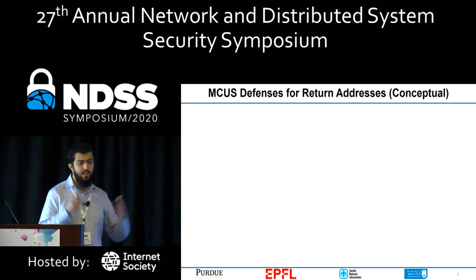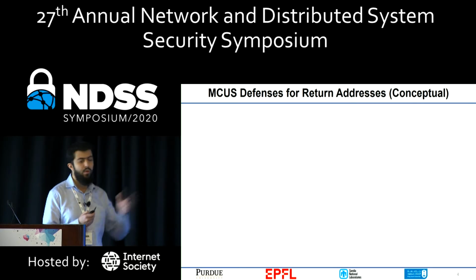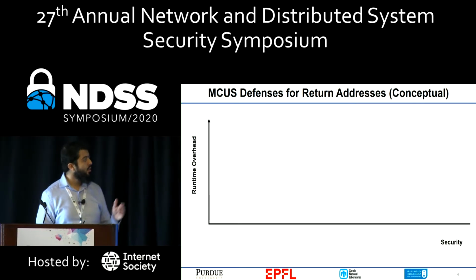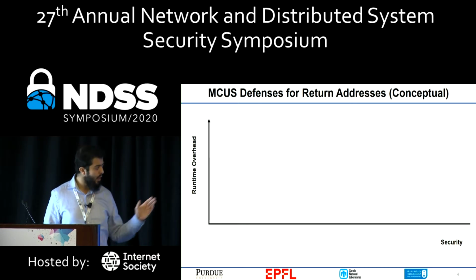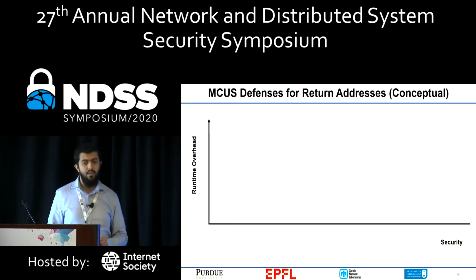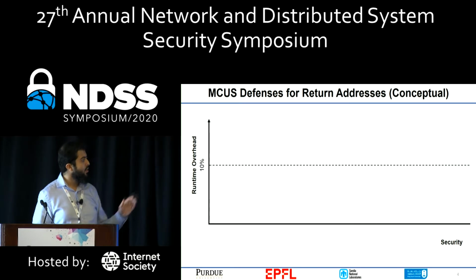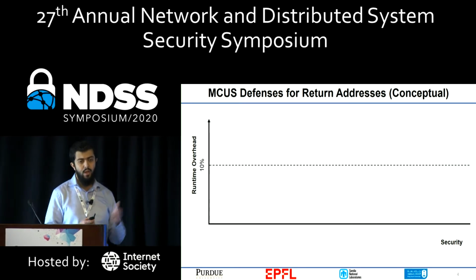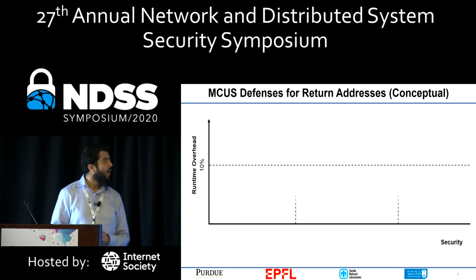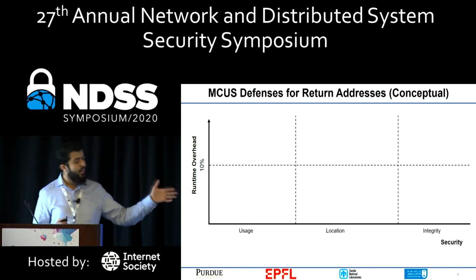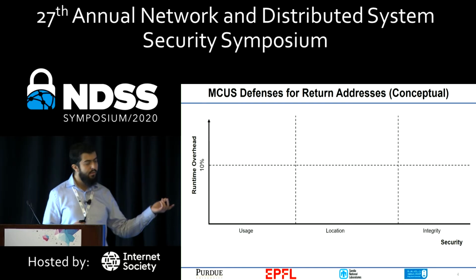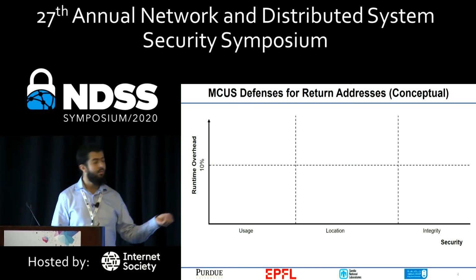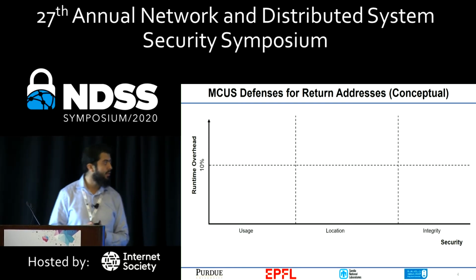And so conceptually, let's see the defenses that we have and how they map for MCUs. Here on this graph, you see on the y-axis the runtime overhead, and on the x-axis the security. Let's choose 10% as a cutoff between low and high for runtime overhead. And we're going to categorize each security mechanism into three categories: using the return address, the location of the return address, and the integrity of the return address.